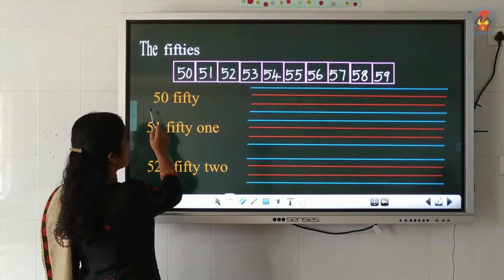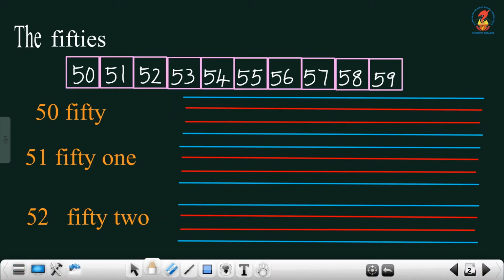So what is the first number written here? 50. The spelling is F-I-F-T-Y. 50. So I'll write here. Spelling of 50 is F-I-F-T-Y. 50.